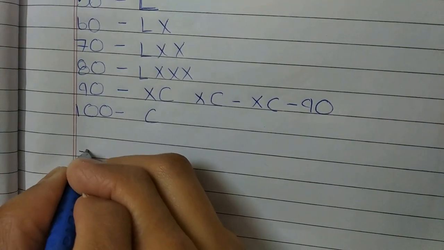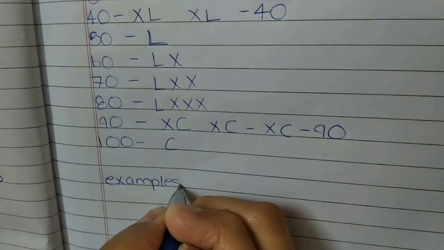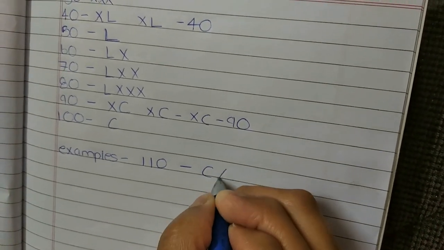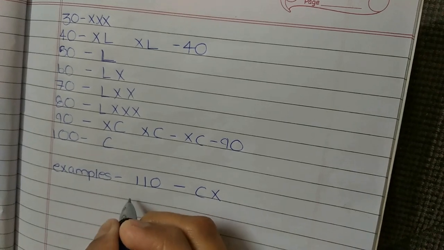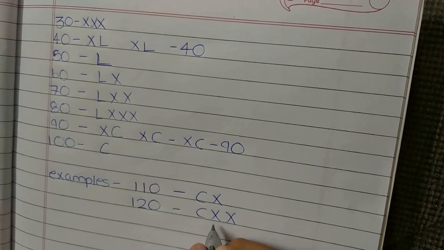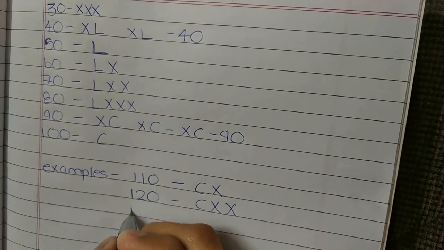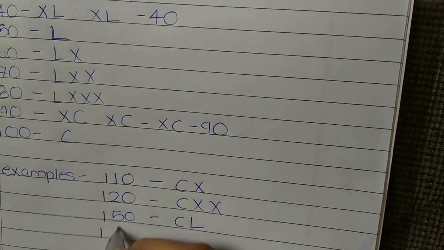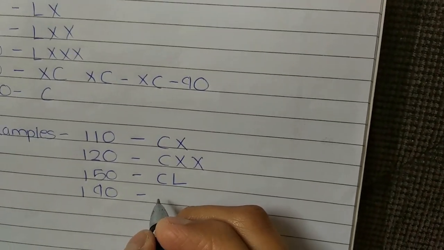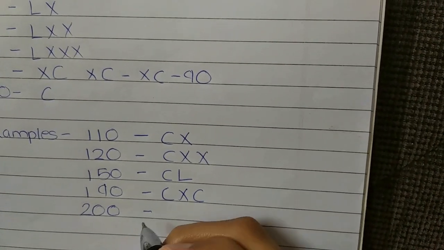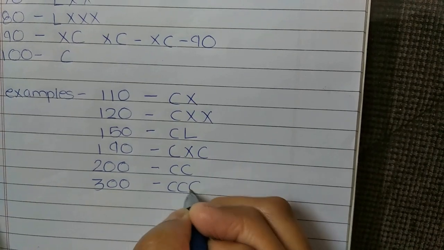Now I will show you a few examples. 110 means CX. 100 plus 10 equal to 110. 120 is C double X. C means 100, XX means 20, means 120. 150 is CL. 190 is CXC. 200 is CC. 300 is triple C.